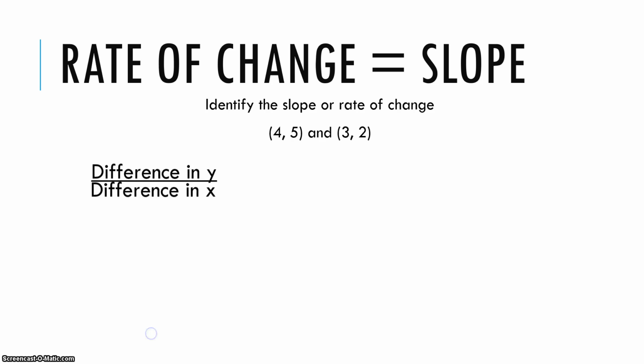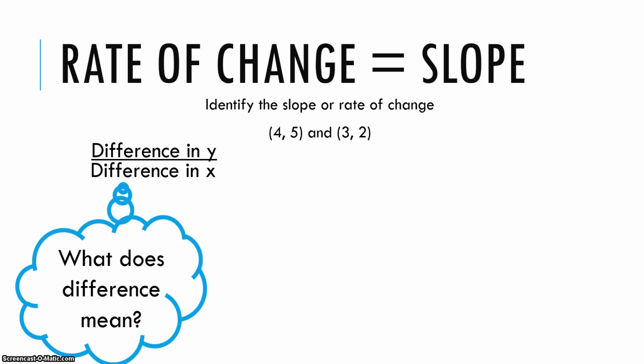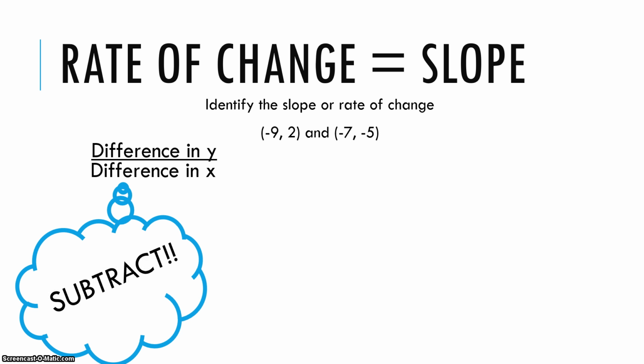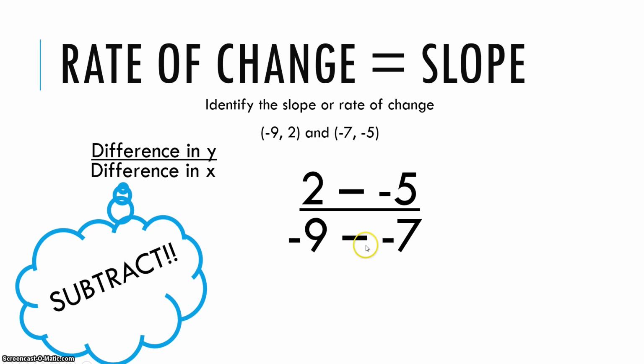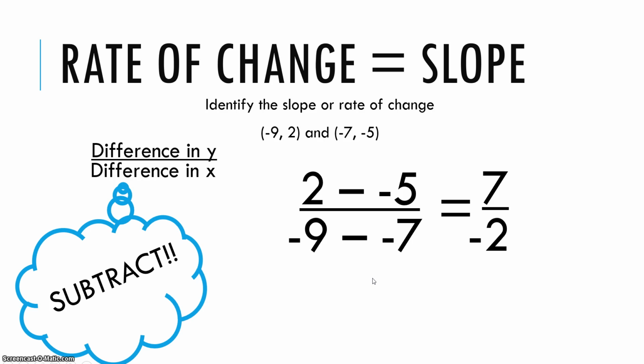From 2 points, we're going to do the difference in the y's over the difference in the x. What does that mean? Well, difference means subtract. So 5 minus 2 over 4 minus 3 is equal to 3 over 1. So the slope is 3. So here we're going to subtract again. Watch your signs though. The difference in the y's, 2 minus negative 5, and negative 9 minus negative 7 is the same as 7 over negative 2.